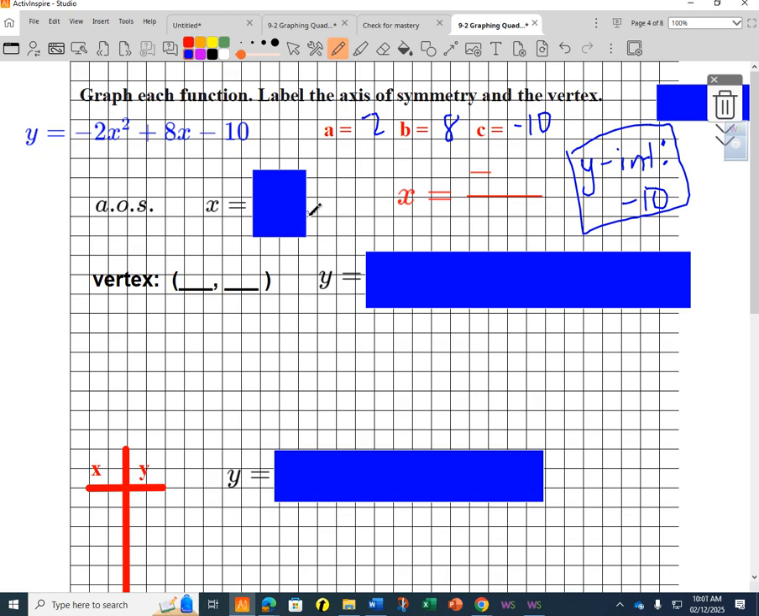Now we're going to find our axis of symmetry. We keep writing this because it's important. The axis of symmetry formula: x equals the opposite of B over 2A. Since we've already found our A, our B, and our C, it makes it a lot easier to plug in. So B is the opposite of 8, divided by 2 times A, which is negative 2.